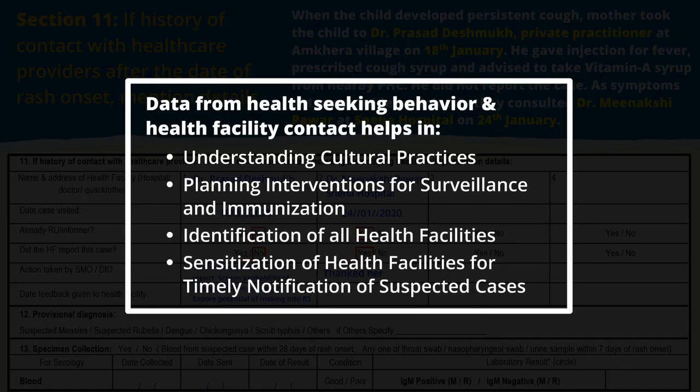The data from health-seeking behavior firstly help in understanding cultural practices following rash onset. Based on these findings, interventions for surveillance and immunization can be planned in the community. Secondly, data from health facility contact helps in identification of all the health facilities which a suspected case may have visited. This information helps in sensitization of health facilities for timely notification of suspected cases for appropriate public health interventions.